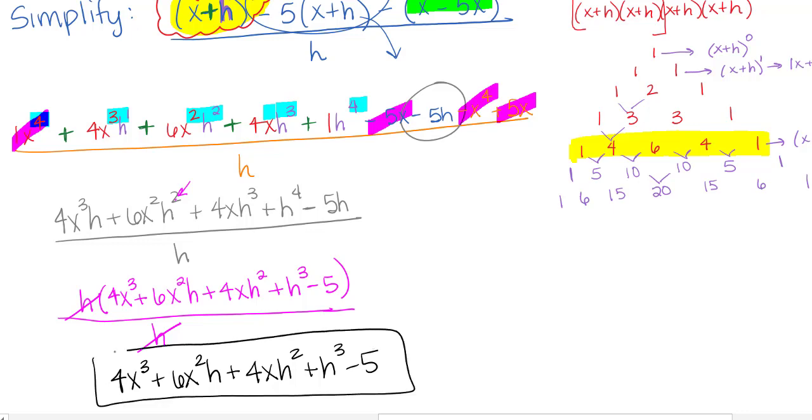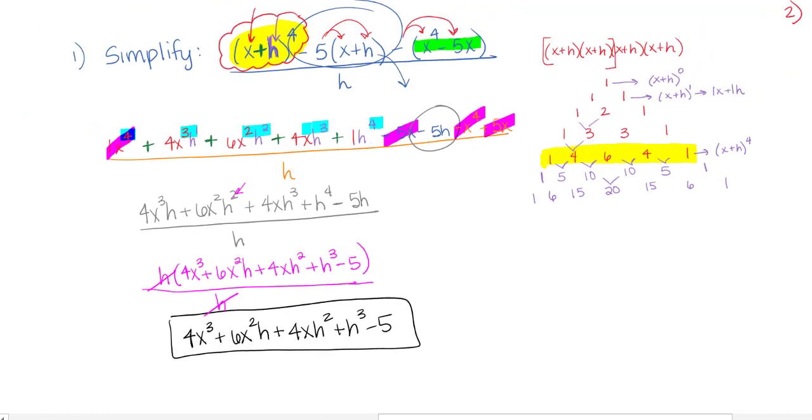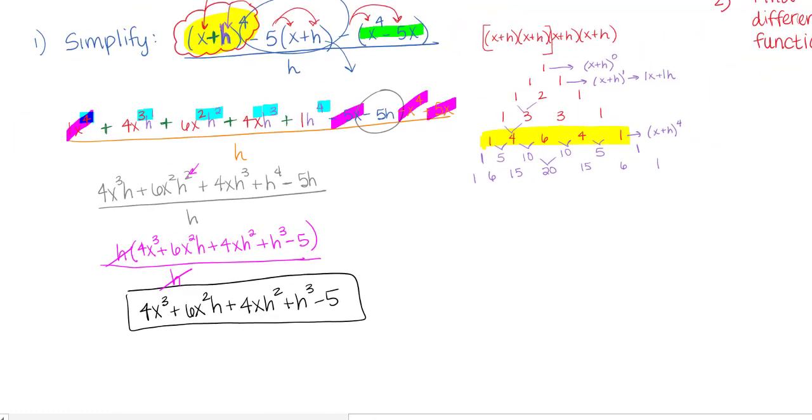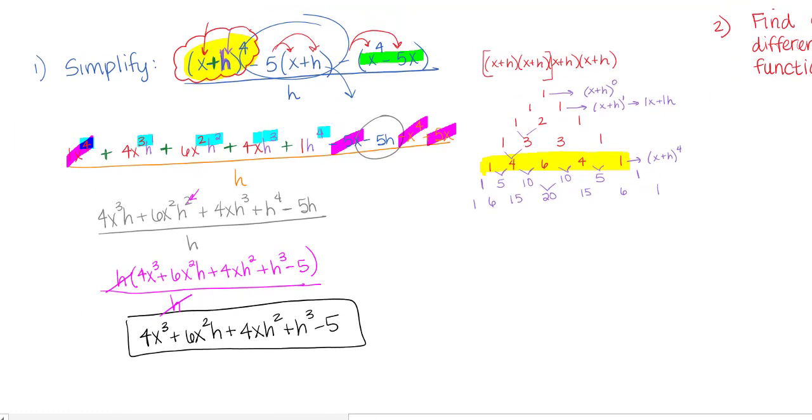It doesn't necessarily look any more simplified. I have gotten rid of my fraction for one thing. I've gotten rid of all the parentheses for another. I've combined like terms when I could. I did actually add a few of those to 0. And that's it. So Pascal's triangle can help you out immensely.